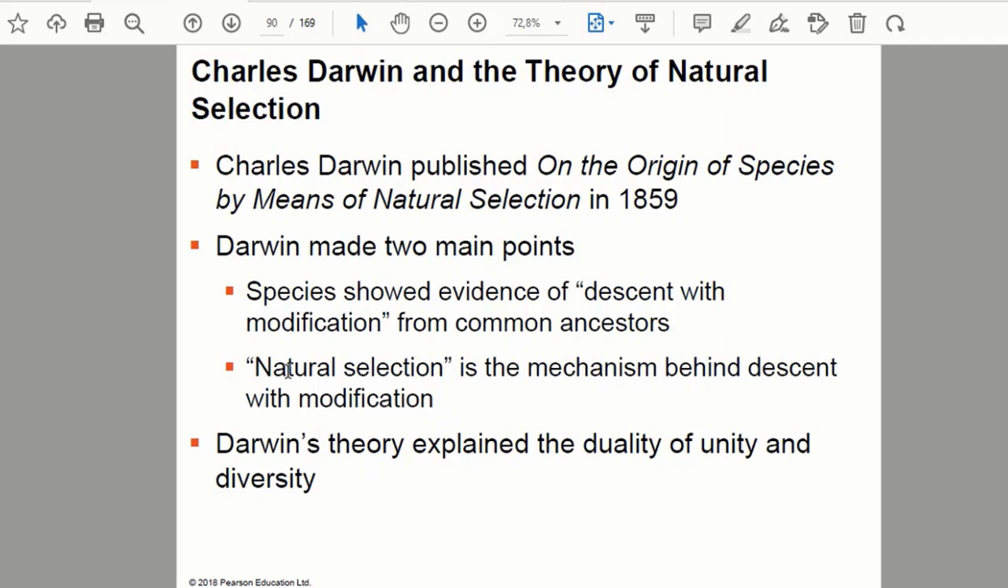But the most specific concept or theory of evolution has been explained. I'm sure you know, you see this, even they imitated it in TV series and all that, by Charles Darwin and the theory of natural selection, where this Charles Darwin, as most of you might or might not know, published On the Origin of Species by Means of Natural Selection.